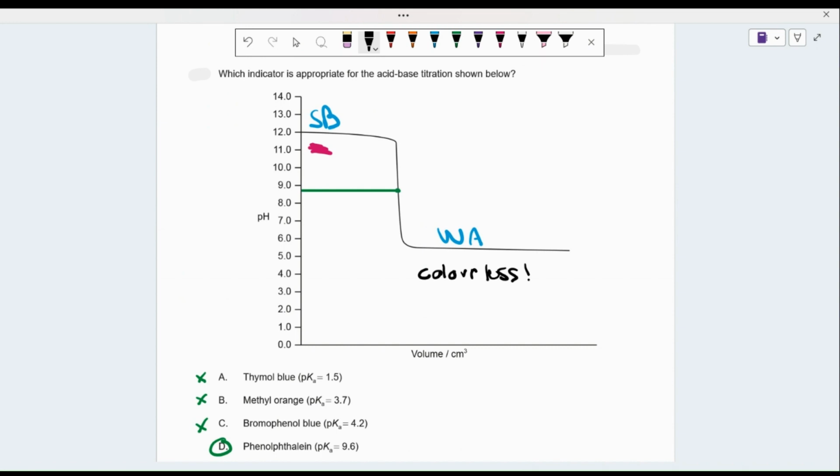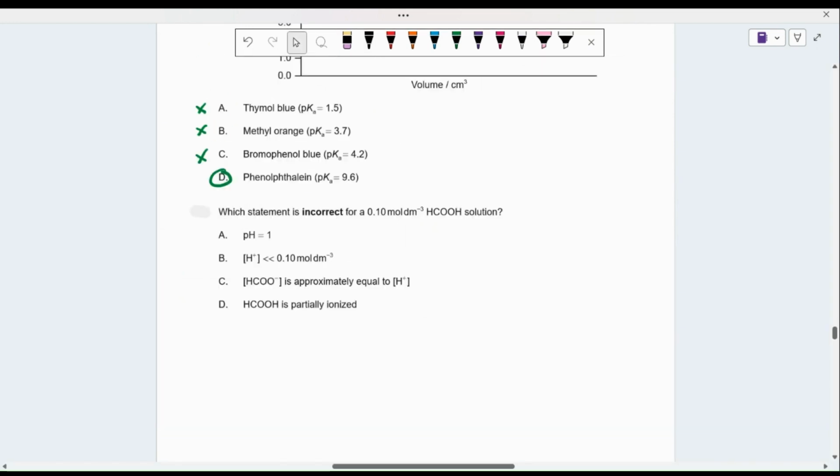So that was D. Next, which statement is incorrect for a 0.1 mole per decimeter cubed methanoic acid solution?